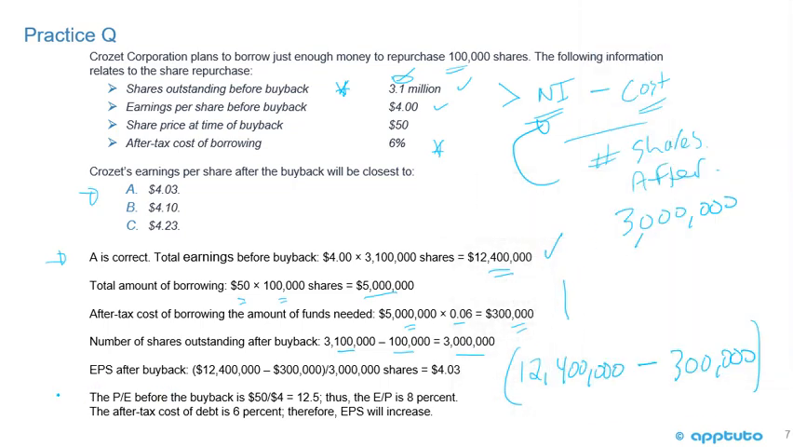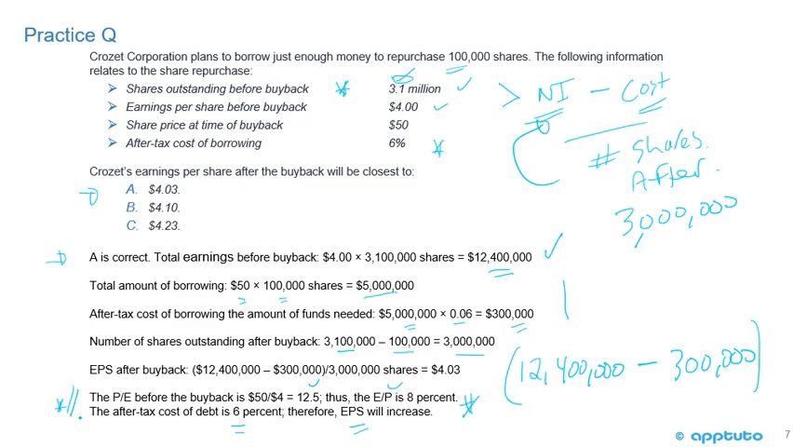Okay. So the PE, just to finish this off a little bit, the PE before the buyback, $50 price divided by earnings of 4, would be 12.5. Thus, the earnings yield, remember, is 8%. So in this case, the after-tax cost of debt is 6%. Therefore, the earnings per share will increase. So a nice little ending to that.